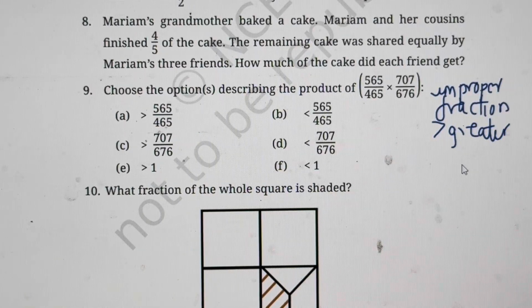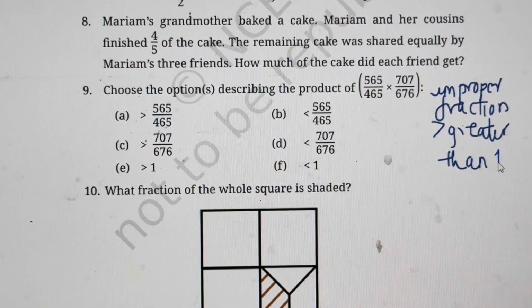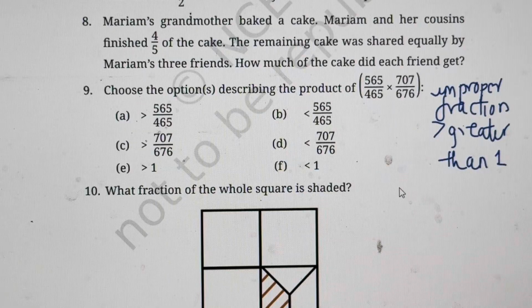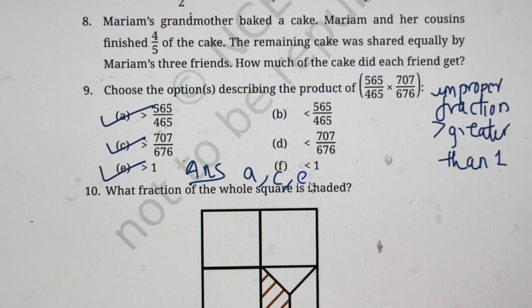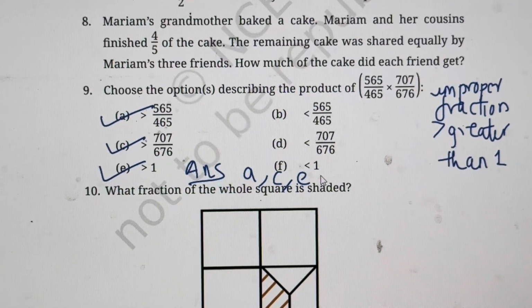If you remember, we had discussed 3 situations. You need to remember all the 3 situations. So here, this is situation 1, where both the numbers are greater than 1. In that case, the product will be greater than both the fractions as well as greater than 1. It will be greater than the first fraction, and greater than the second fraction. Means the answer is A, C, and E. Three options are correct in this case.